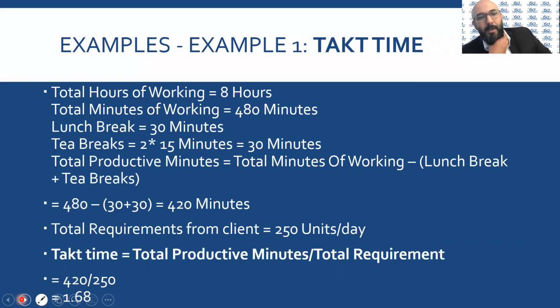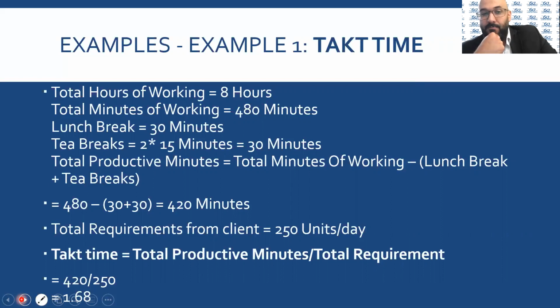So, for example, to calculate the takt time, let's use this example. If we have a total of 8 hours of working a day, total minutes of working is 480 minutes. Lunch break would be 30 minutes. Tea breaks, 2 of 15 minutes each, so that would be 30 minutes.